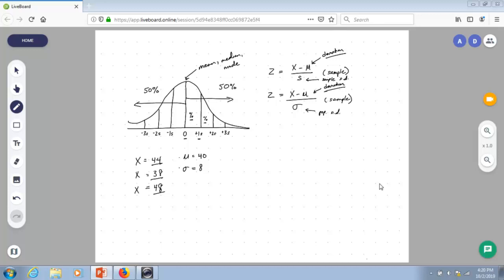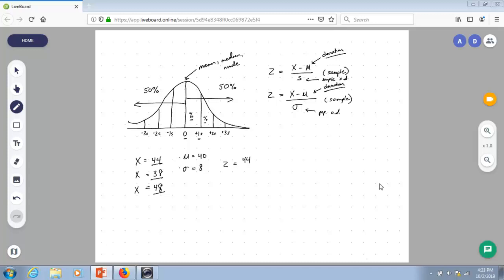with. So let's calculate a z-score for 44. We got z equals 44, that's the raw score, minus the population mean, which is 40, over the population standard deviation of 8. When we do 44 minus 40, we end up with 4 in the numerator and 8 in the denominator. When we divide 4 by 8, we end up with a positive 0.50.